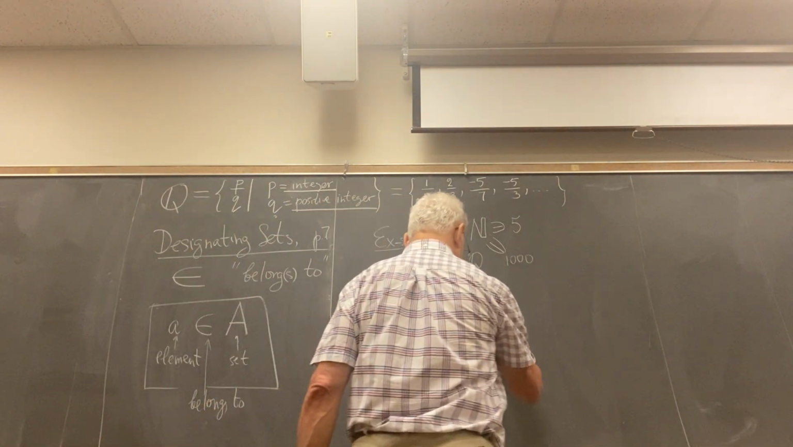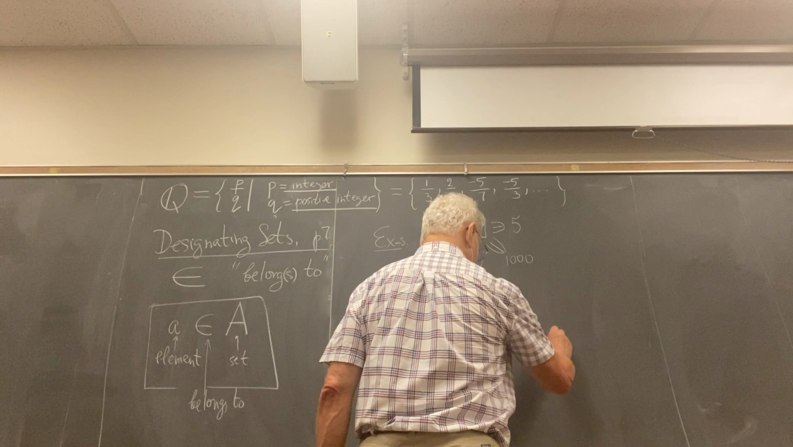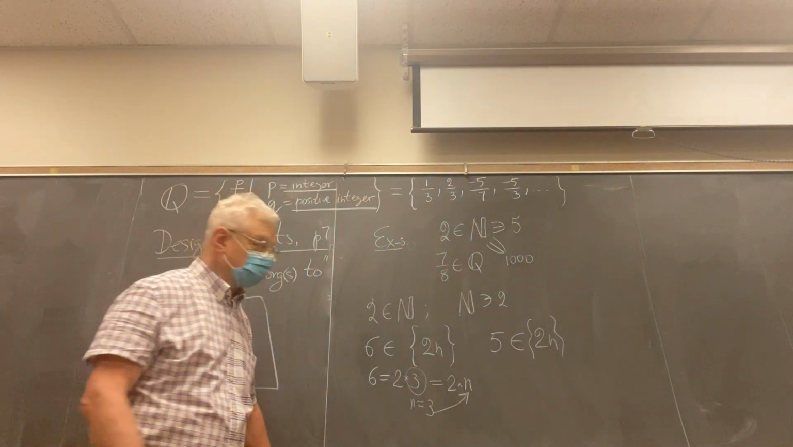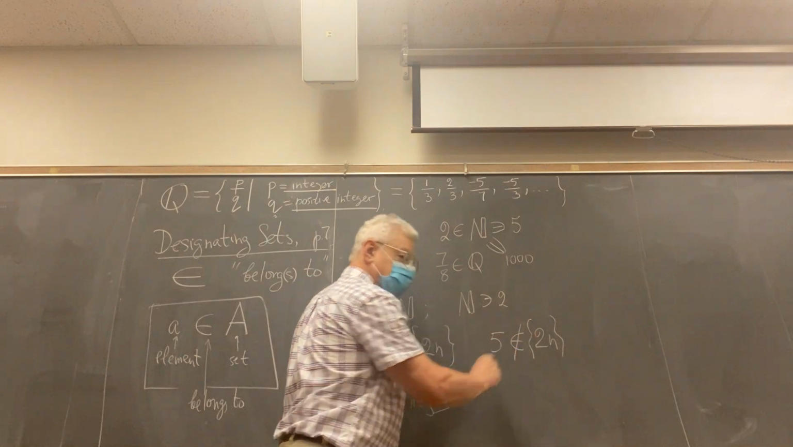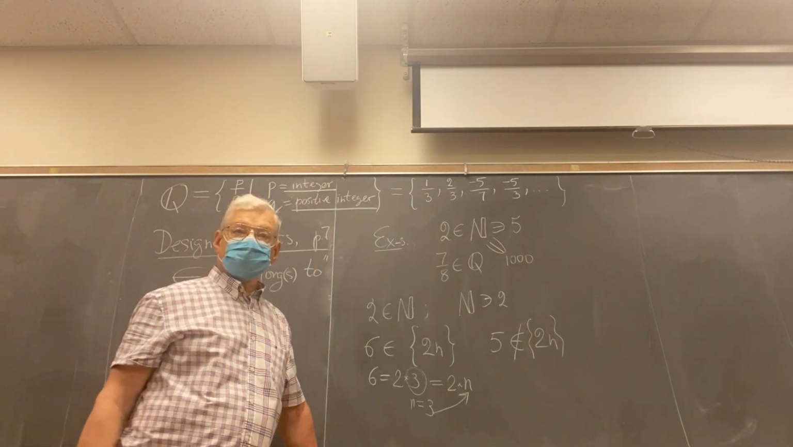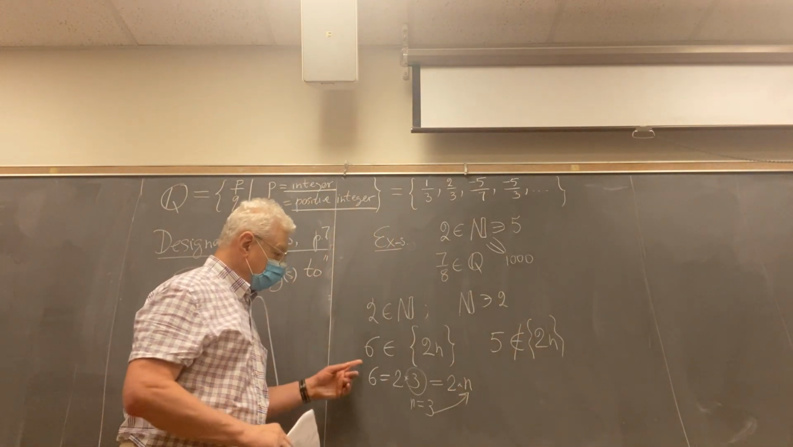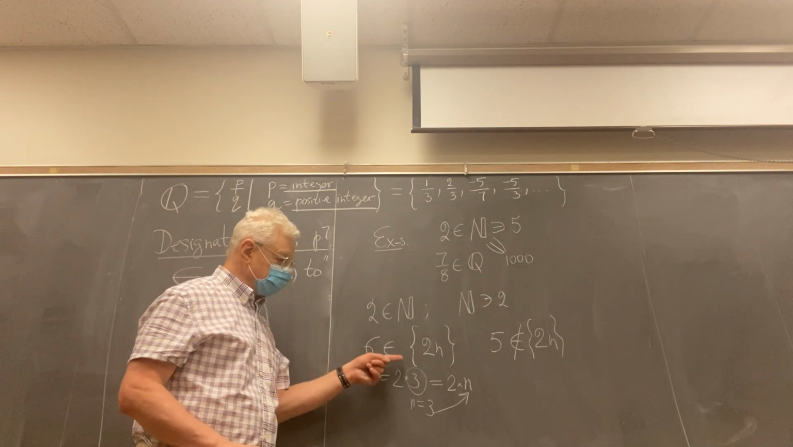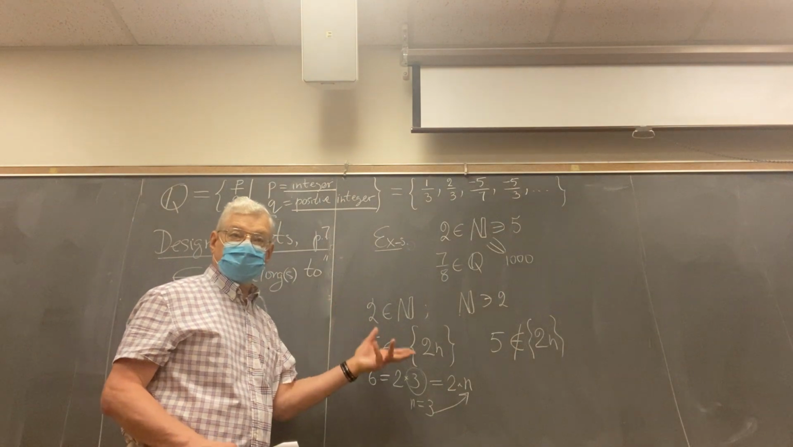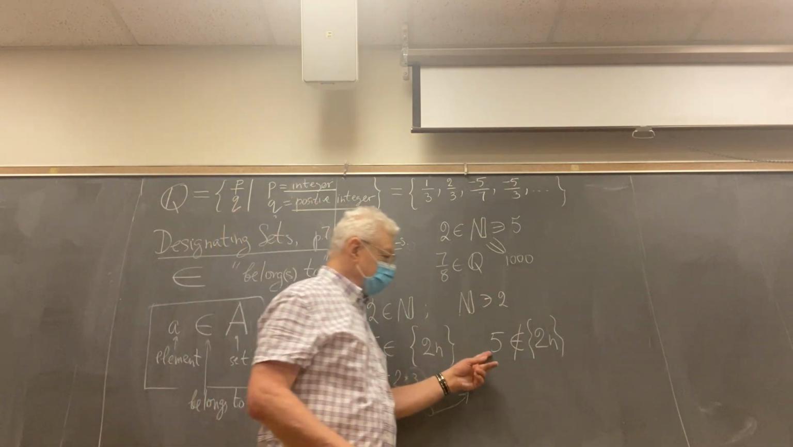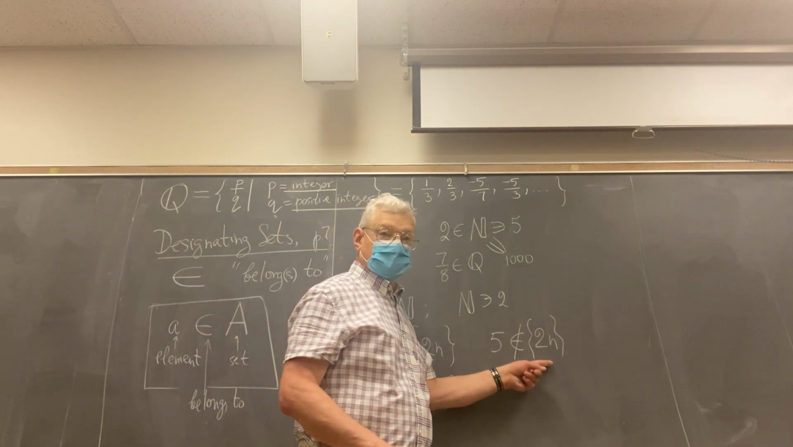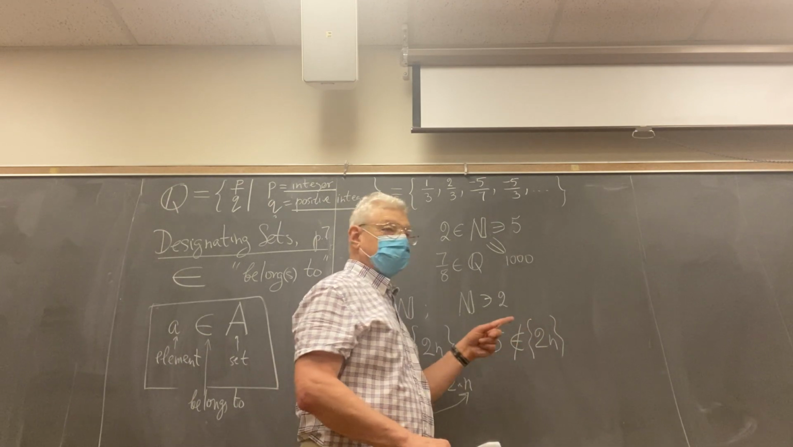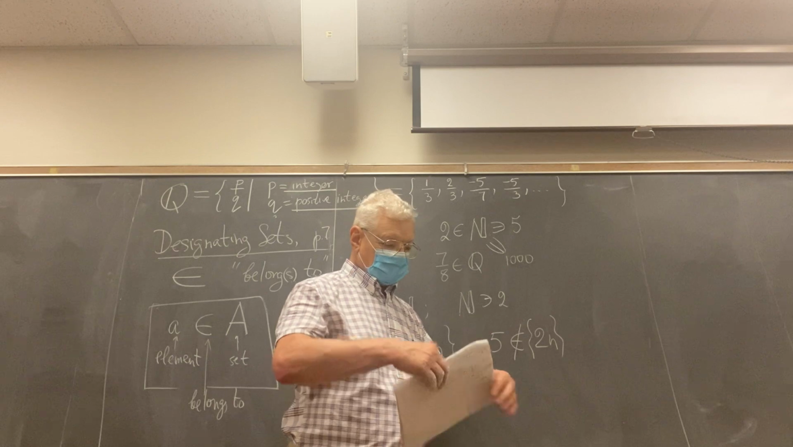But if I write 5 belongs to 2n, it's not true, and then I cross it, like an inequality. So in other words, you can say in words, if 6 belongs to that set, it means that 6 is an even number. 5 does not belong to this set. This set is the set of all even numbers. So 5 is not an even number. Okay, you got it.